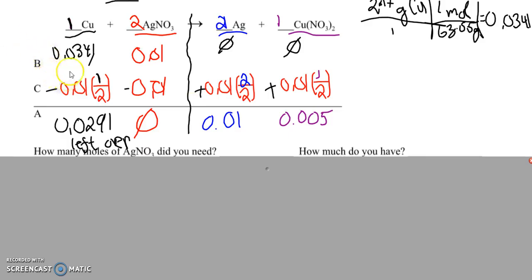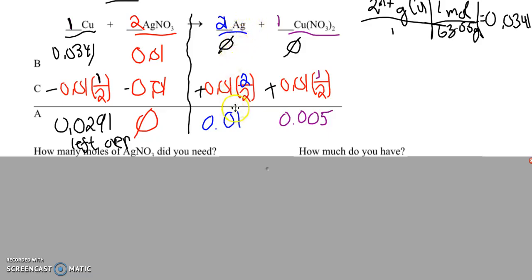For the copper, I'm going to use up 0.01, that number comes from my moles of silver nitrate, times the mole ratio, which is unknown over known. So I'm trying to solve for how much copper, unknown, over 2, my silver nitrate, that's my known quantity. So this is going to be 0.01 times a half, which is 0.005, so 0.0341 minus 0.005 is 0.0291 moles of copper left over. So this is in excess, and that makes sense with my observations because you saw that there was still a copper wire left over.